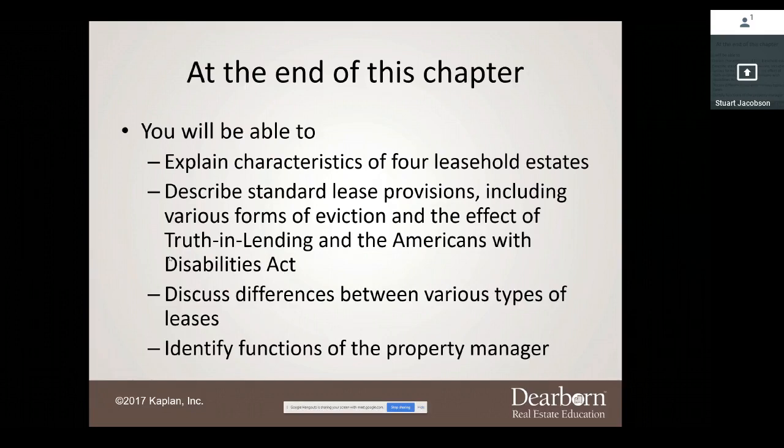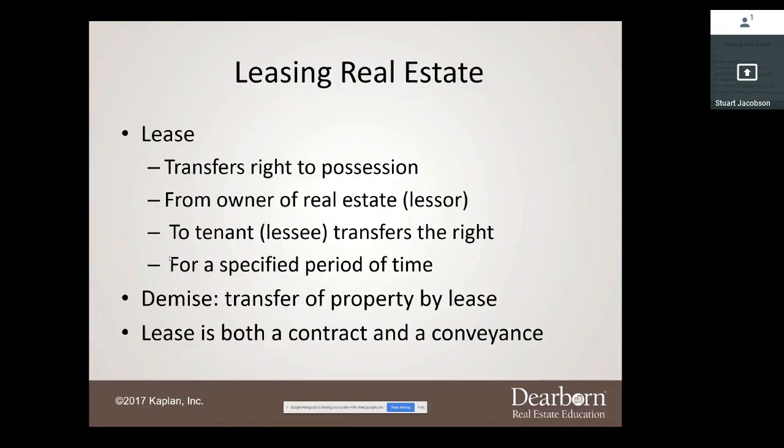Now, let's talk about what a lease is. A lease is actually taking the rights of possession that are in the bundle of rights and ownership of real estate. Remember we talked about that, chapter 5? Bundle of rights. One of them is the right of possession. Owner has the right of possession. So what a lease does is it transfers the right of possession from the owner, who now becomes the lessor. Lessor is the one giving the lease to the tenant who is receiving the lease. Lessee receives for a specified period of time.